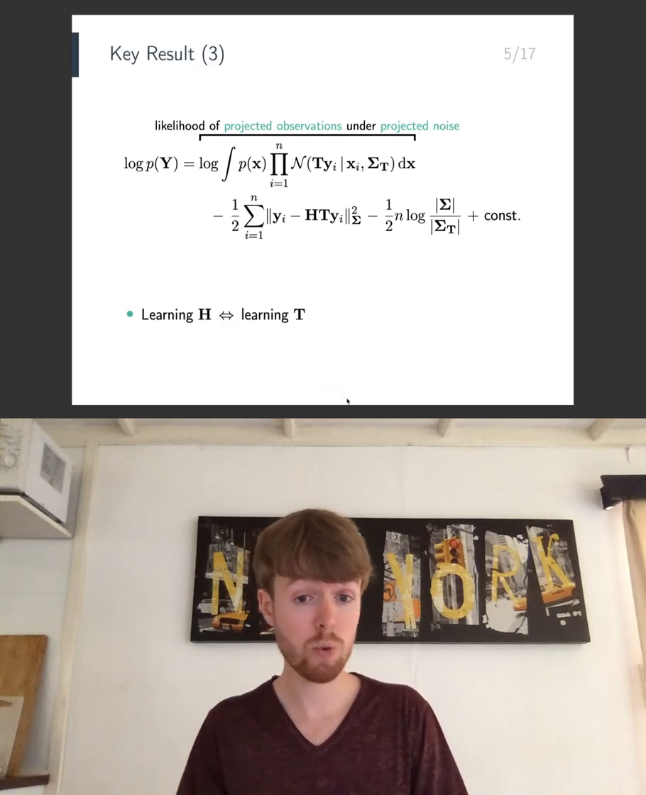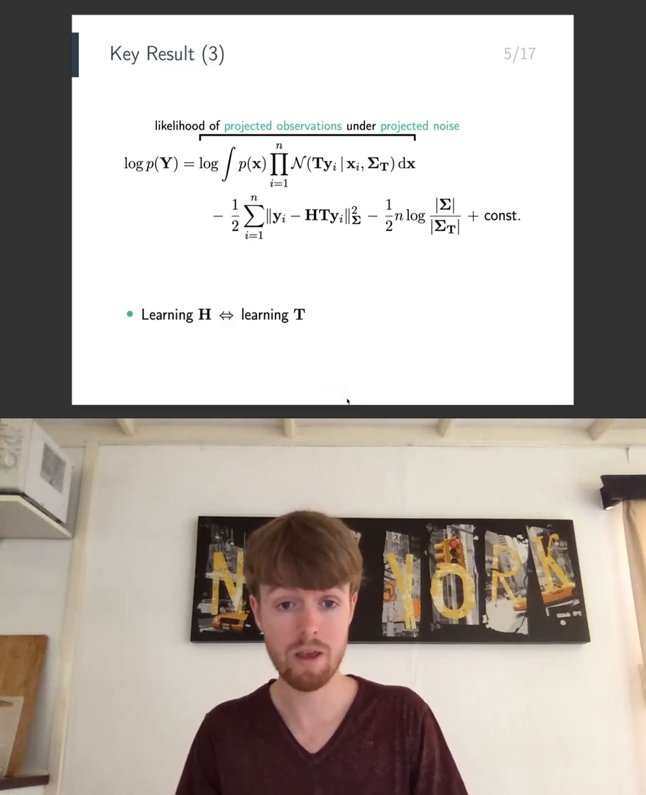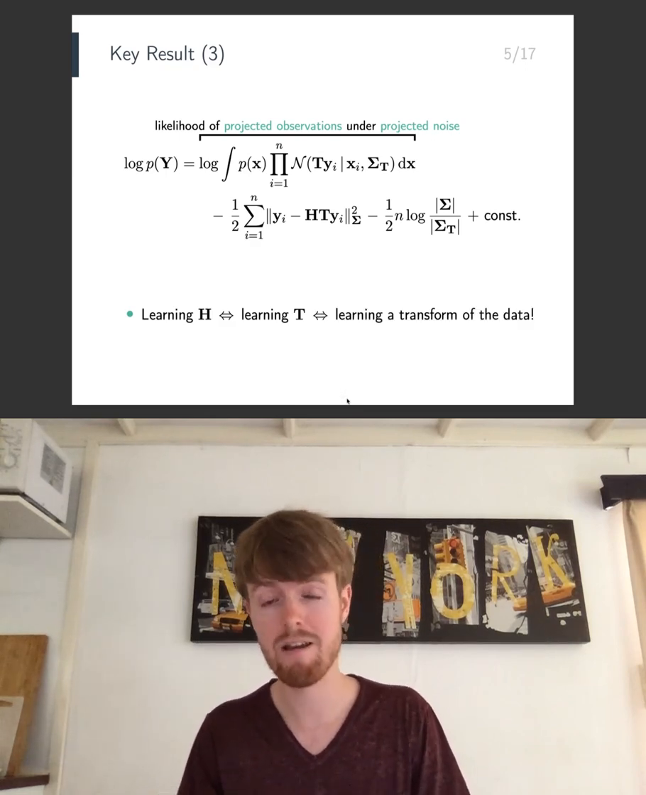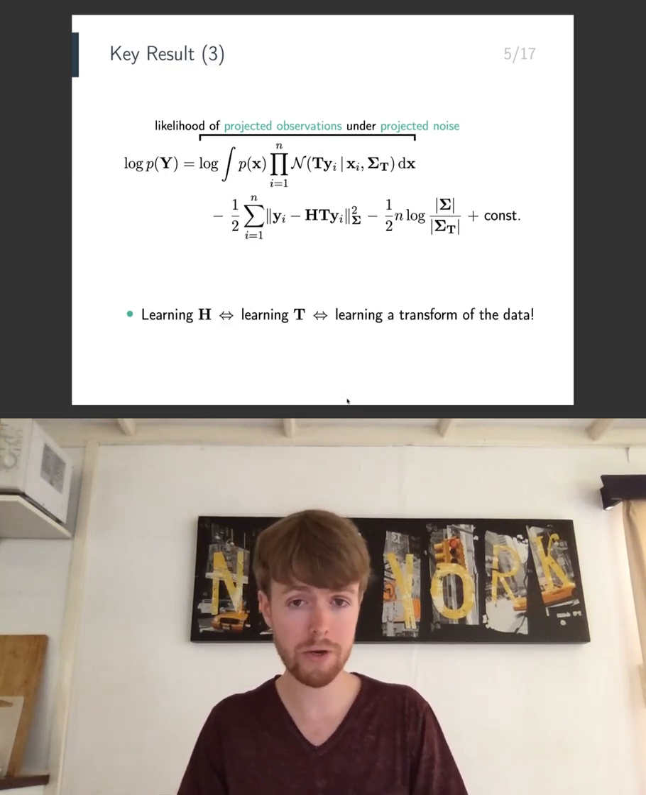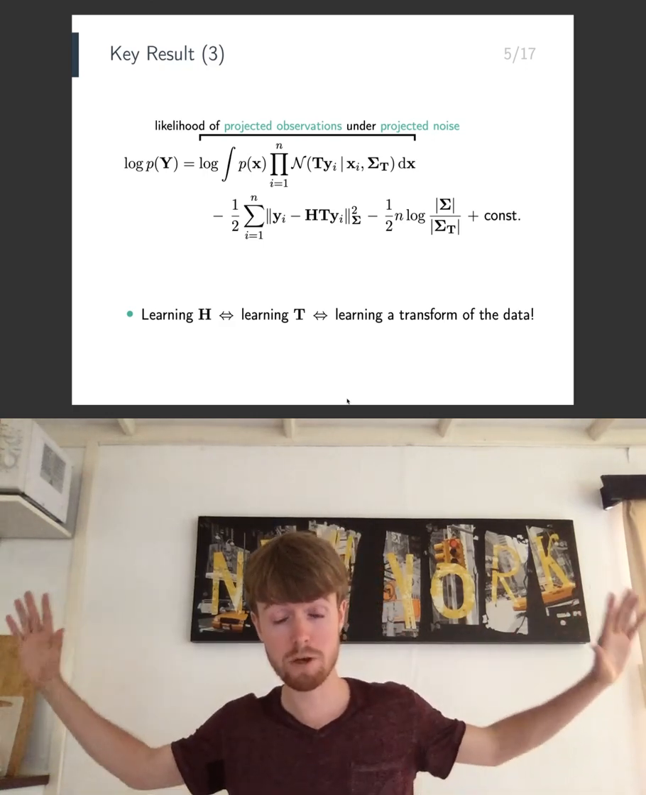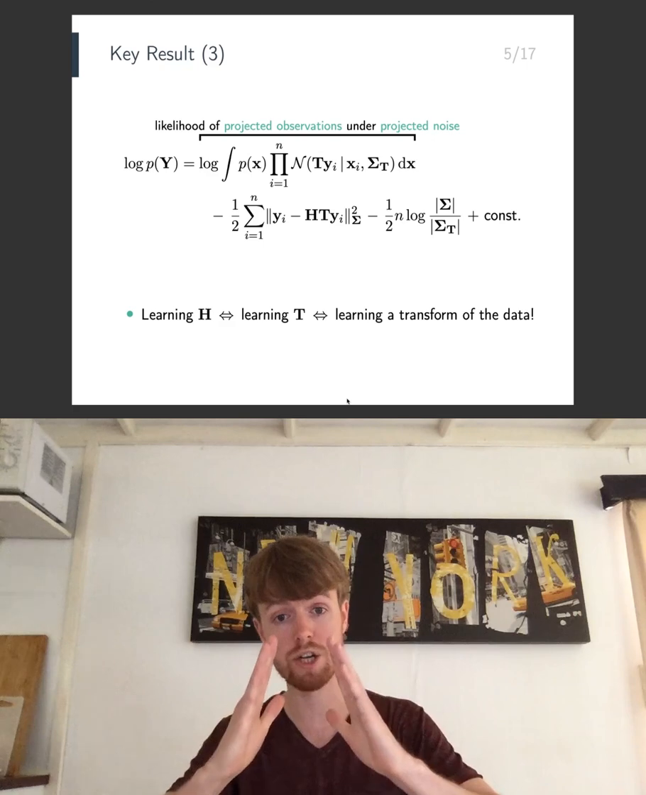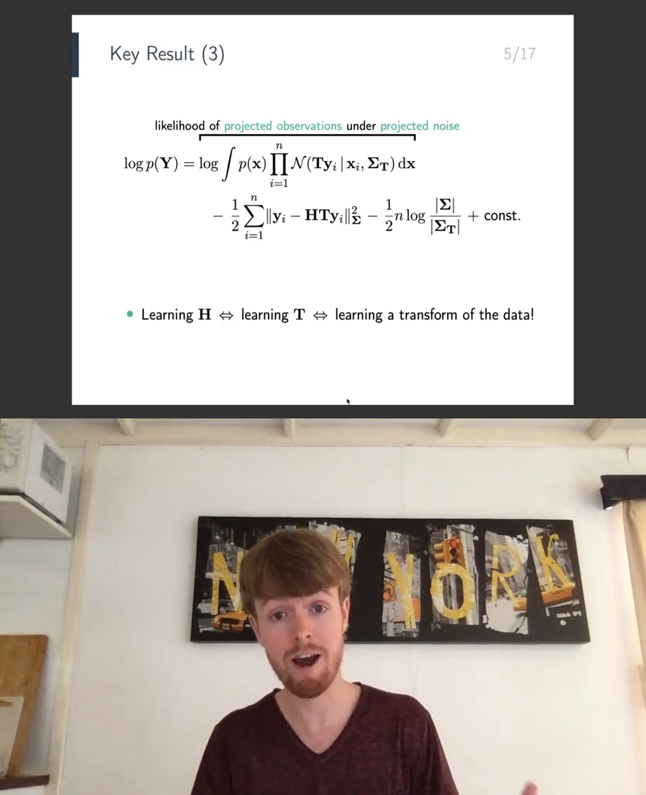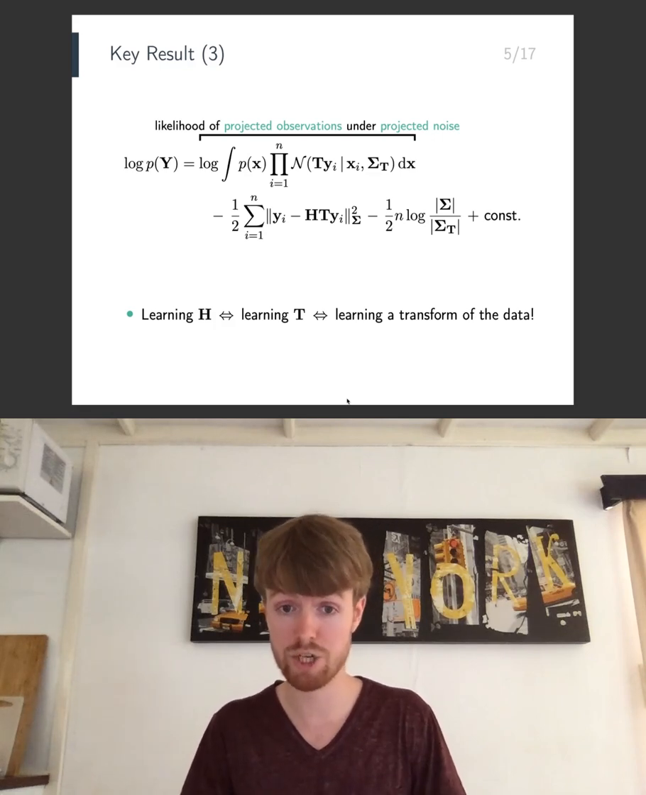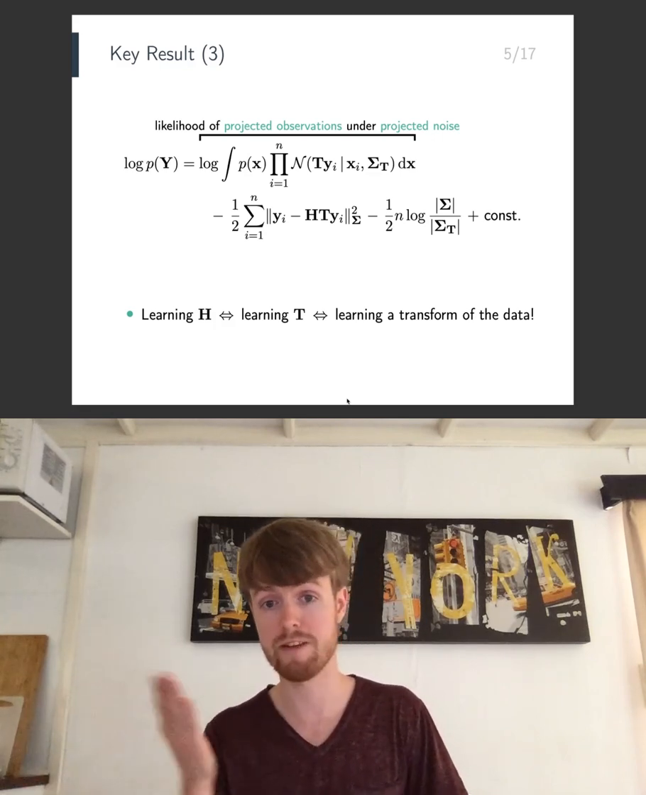Learning h is equivalent to learning the transform t, which means that if we learn h, we're essentially learning a transform of the data. And that's really dangerous, because what the model could do is simply send all the observations to the origin and let the latent processes concentrate all their mass on the origin to essentially obtain infinitely high likelihoods.